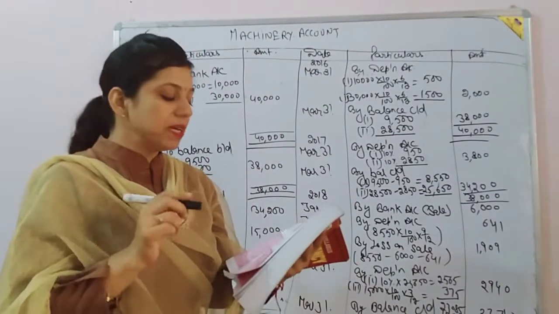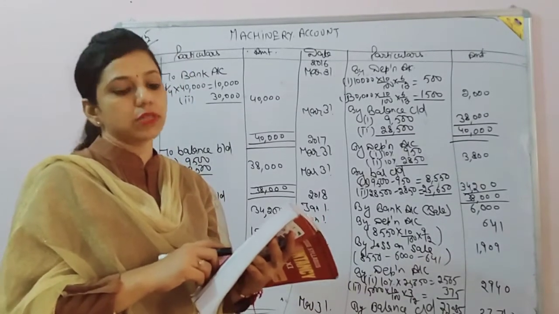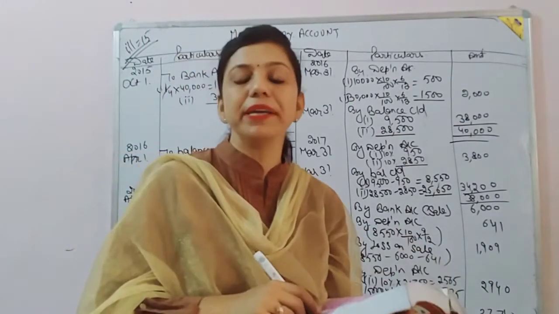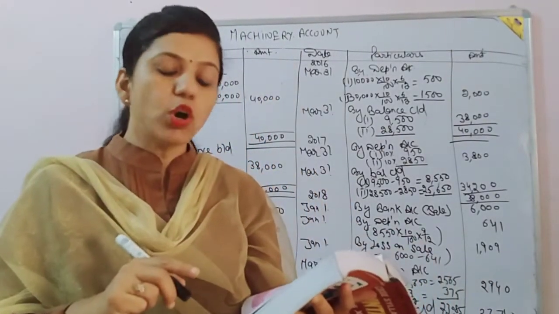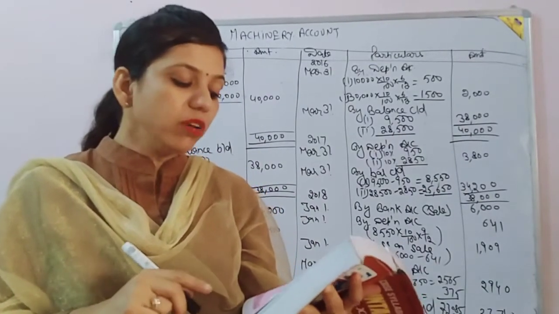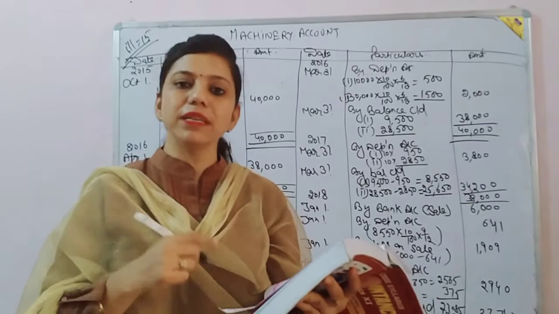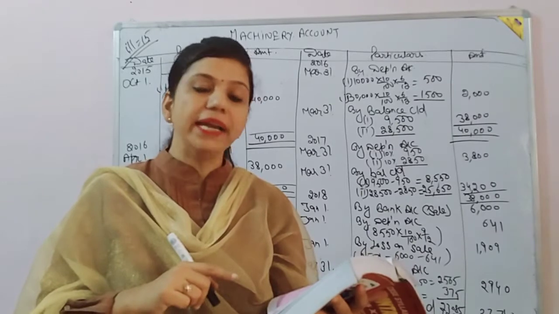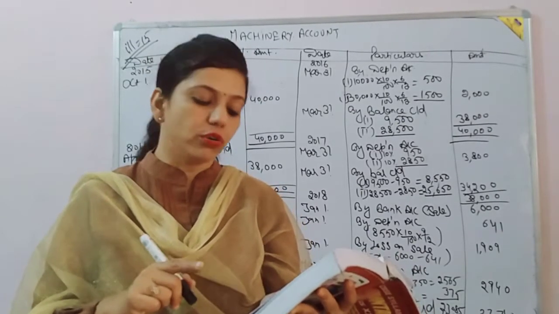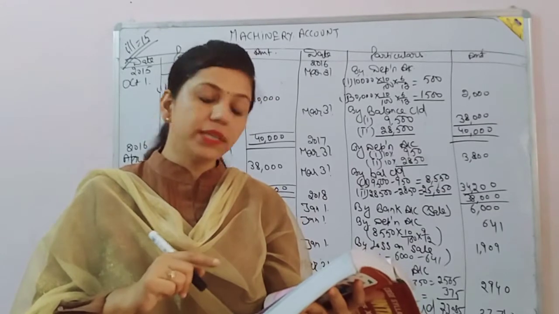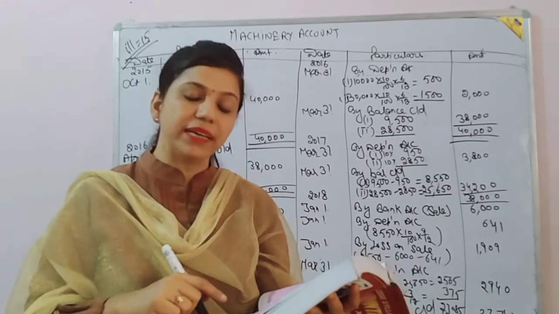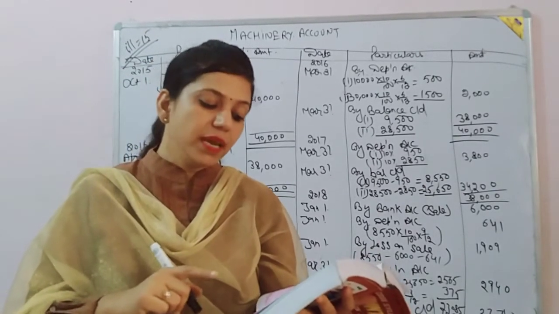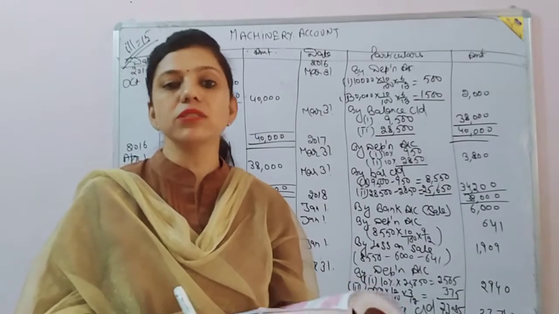Lakshmi Limited purchased machinery for 40,000 on 1st October 2015. Depreciation is provided at 10% per annum on the diminishing balance method. On 1st January 2018, that means in the third year, 1/4 of the machinery was found unsuitable and disposed of. Disposed of means sold off for 6,000. And on the same date, new machinery was purchased at 15,000. Write up the machinery account for 4 years, and accounts are closed on 31st March each year.